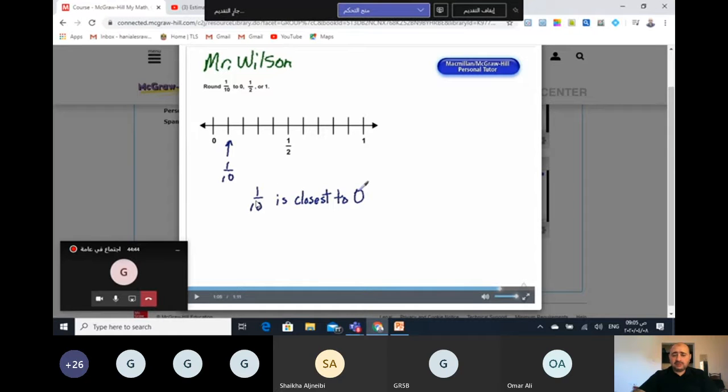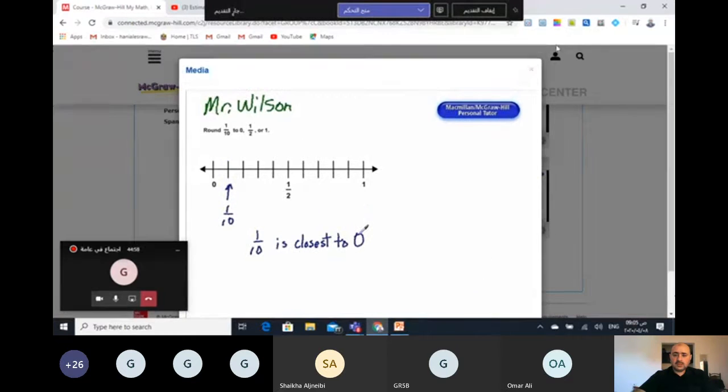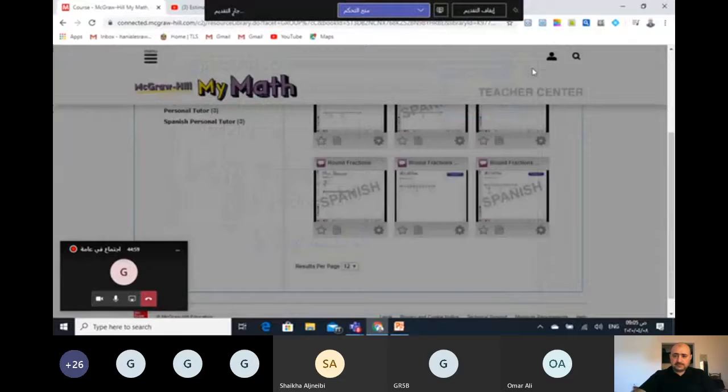So also I have a rule. The rule says if the numerator is very small compared with the denominator, I can round this fraction to the 0. So this is our lesson today.